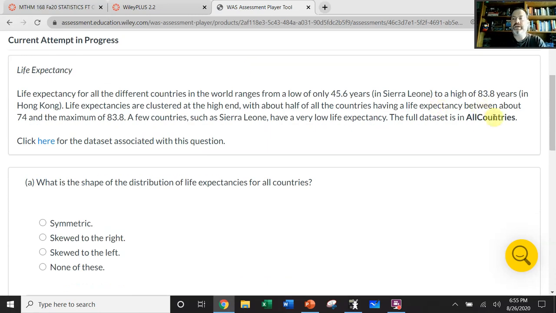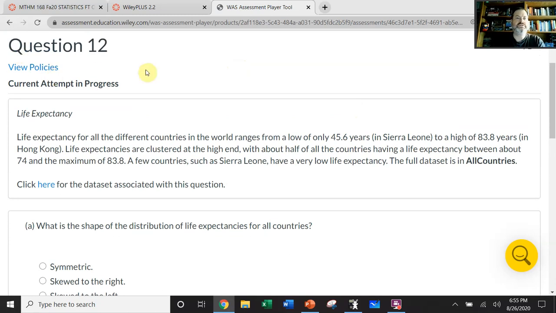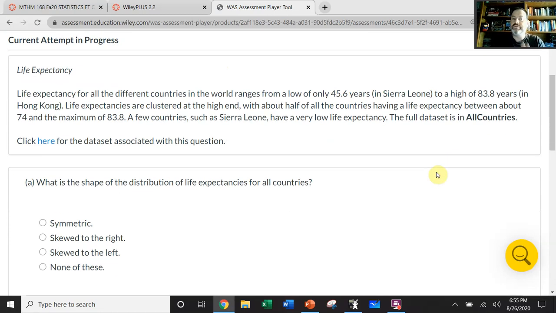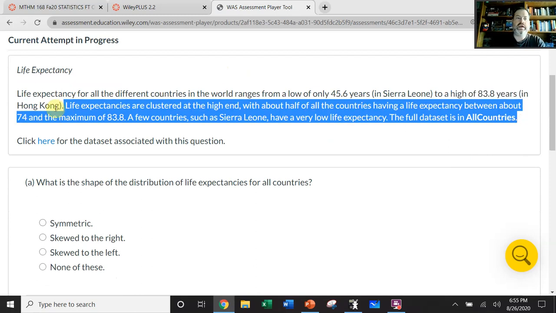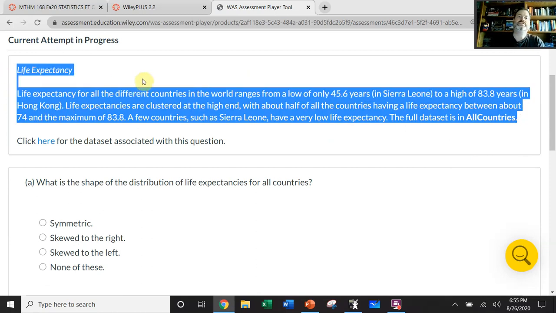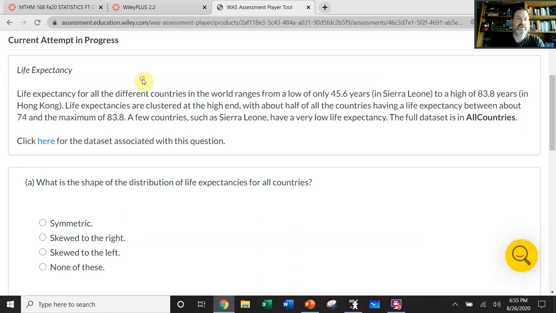All right, so let's read this problem. This is 2.2, number 12. I'm not going to do the whole problem. I'm just going to point out how you want to do it, and then I'm going to point out things that students get wrong when they try to do it. Please don't do any of these things.